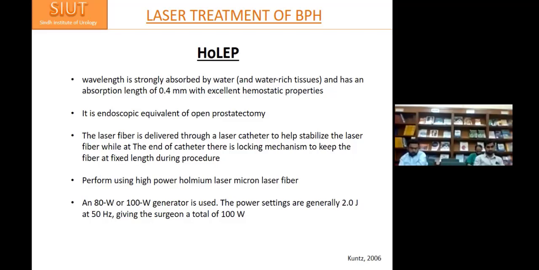The laser fiber is delivered through a laser catheter to help stabilize the laser fiber, while at the end of the catheter there is a locking mechanism to keep the fiber at a fixed length during the procedure. It is performed using a high power holmium laser with micron laser fibers, and an 80 watt or 100 watt generator is used. The power settings are generally 2.0 joules at 50 hertz, giving the surgeon a total of 100 watts.